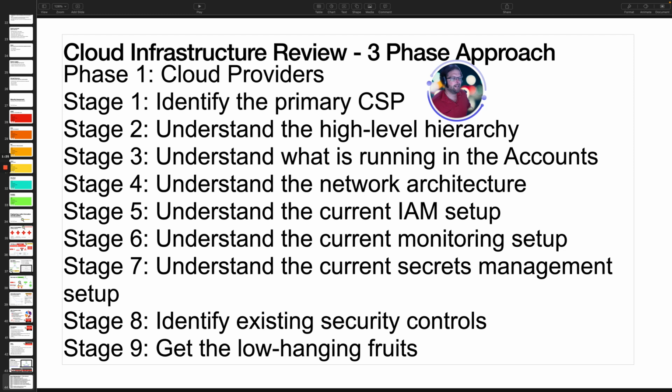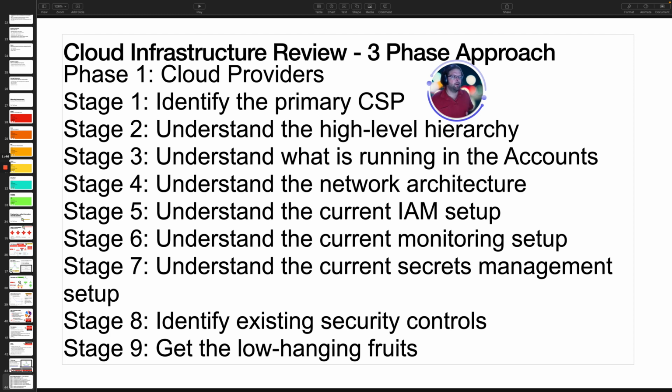How do customers get access? How do engineers get access? And how are accounts connected to each other? This is a great way to build a holistic approach to assessing your cloud and cyber security by doing an infrastructure review periodically.